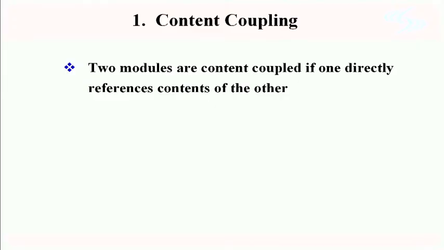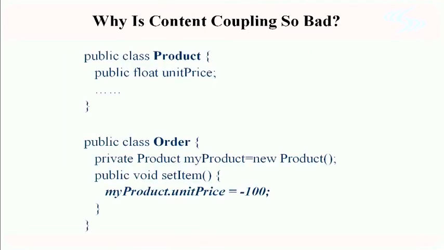Two modules are content coupled if one directly references the content of the other. For example, here is Java code: class Product, and it has an attribute unit price. Well, in another class, Order, within a method, this class Order is trying to assign a value to the attribute of the object of class Product. You see, myProduct is just an instance of the class Product.